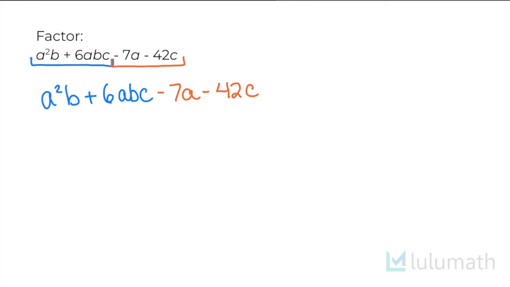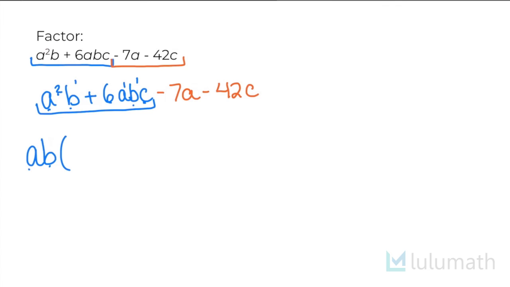Now, looking at my first group here, I can see that they have a's in common, and I've got a to the power of 2 and a to the power of 1, so a to the power of 1 is my GCF. They also have b's in common, and they both are b to the power of 1, so b to the power of 1 is my GCF. They don't have c's in common, so my GCF is just simply ab.